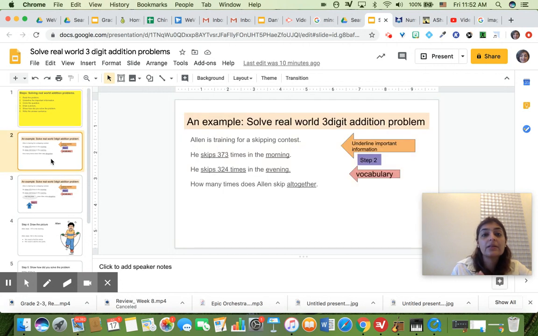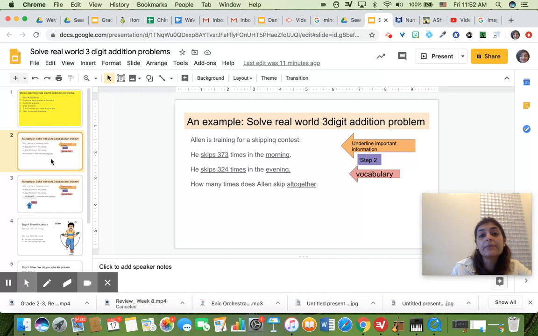Our first step is read the problem. So I'm going to read the problem. Alan is training for a skipping contest. He skips 373 times in the morning and he skips 324 times in the evening. How many times does Alan skip altogether? So students, I may have to read this problem once again if I do not understand any word.